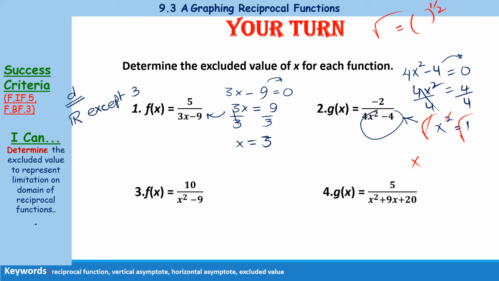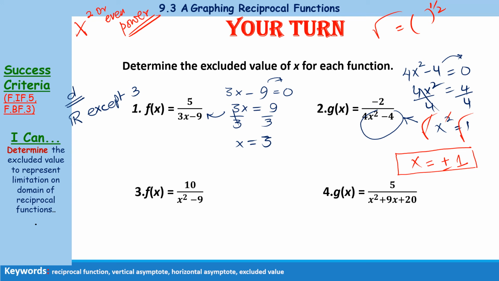Now, x equals the square root of 1, which is 1. But remember, whenever you have x with power 2 or any even number as the power of x, when you cancel this power, you always get the answer with a positive and negative sign. So here you have the excluded values 1 and negative 1. So the domain is all real numbers except 1 and negative 1.